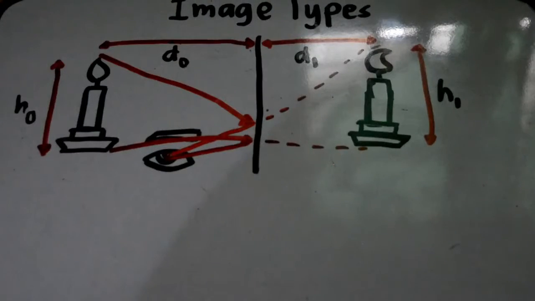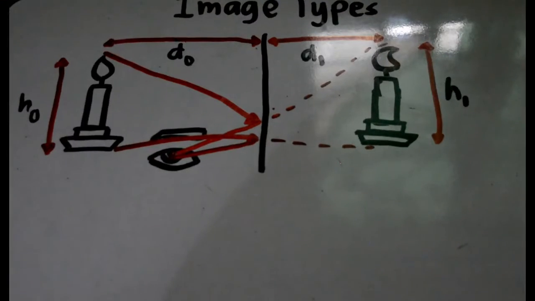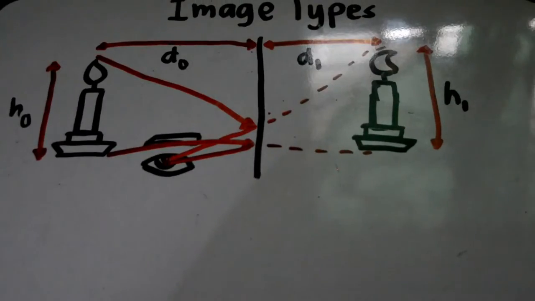In a plain flat mirror, images are virtual, formed by sightlines, and upright. Objects are not magnified. Object height equals image height. Object distance equals image distance.